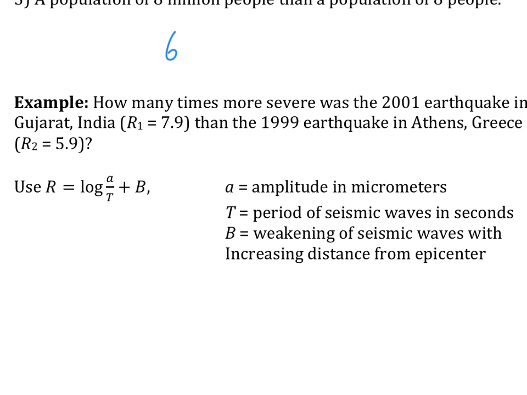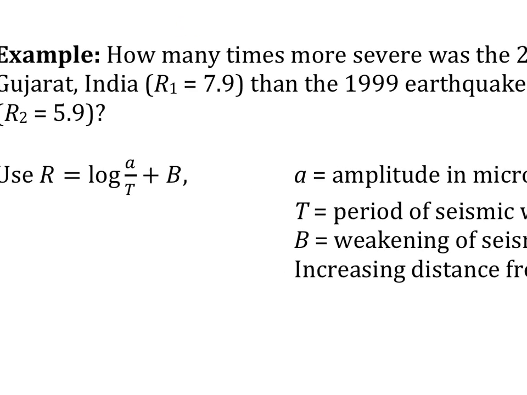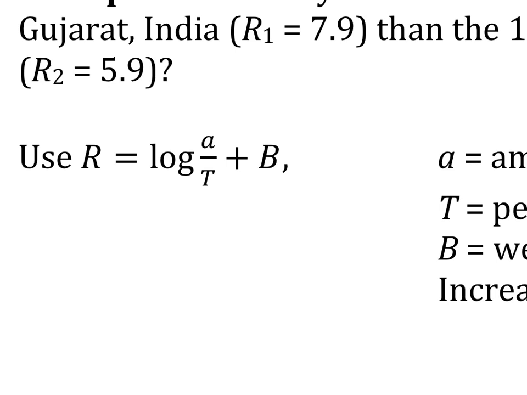So there is an earthquake in 2001 that is Richter scale 7.9. There's another earthquake in 1999 that is 5.9. We're trying to figure out how many times more severe. So that means we're going to compare the amplitude. The Richter scale is according to this formula. So what we want to figure out is how many times worse A is for the first one than the second one.